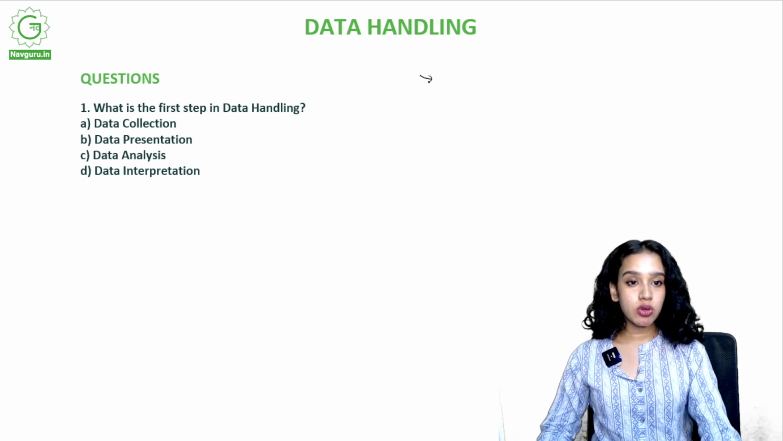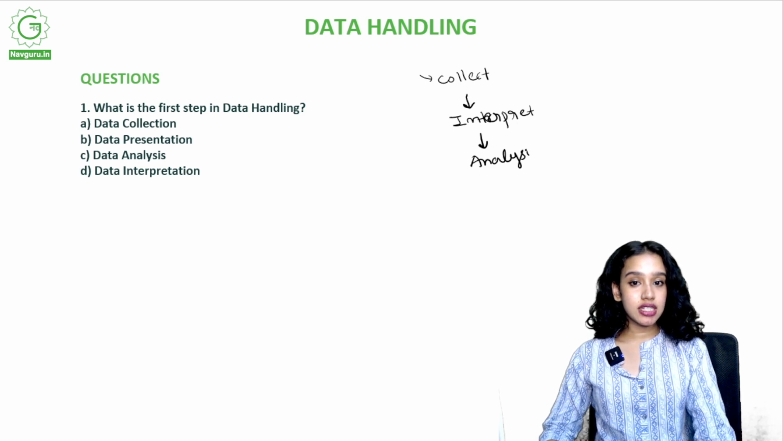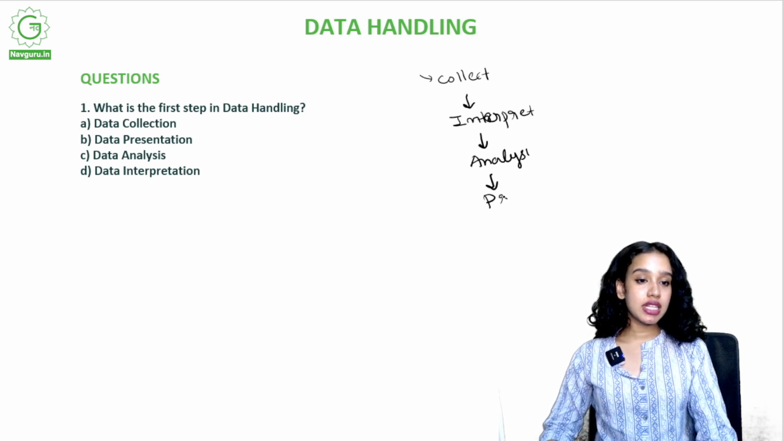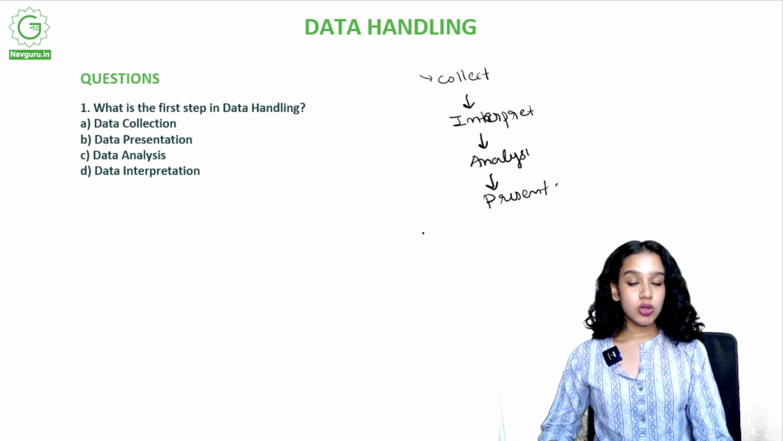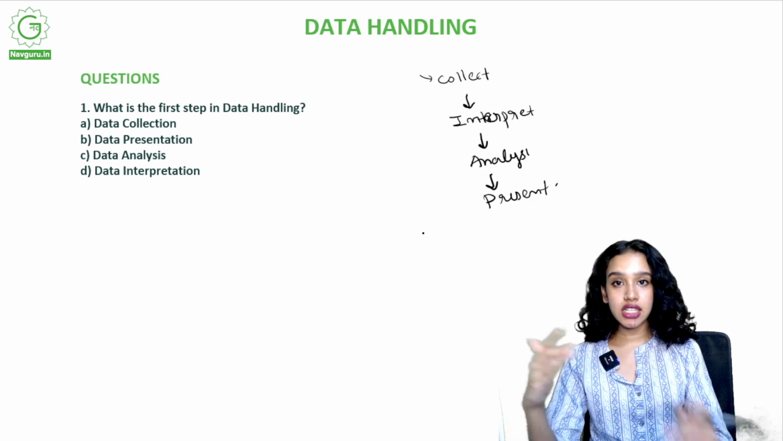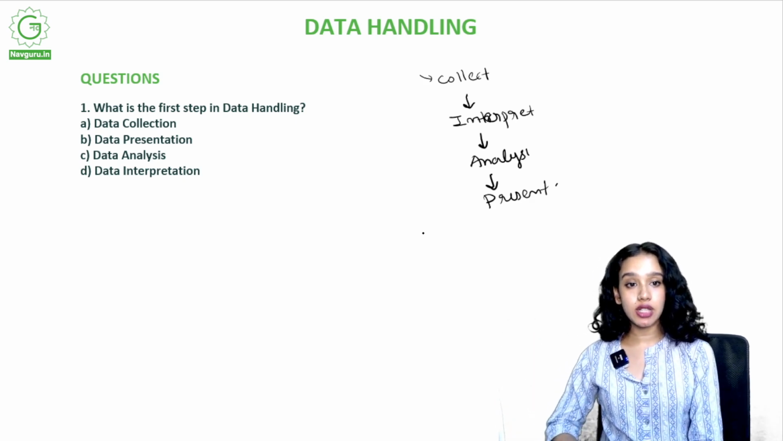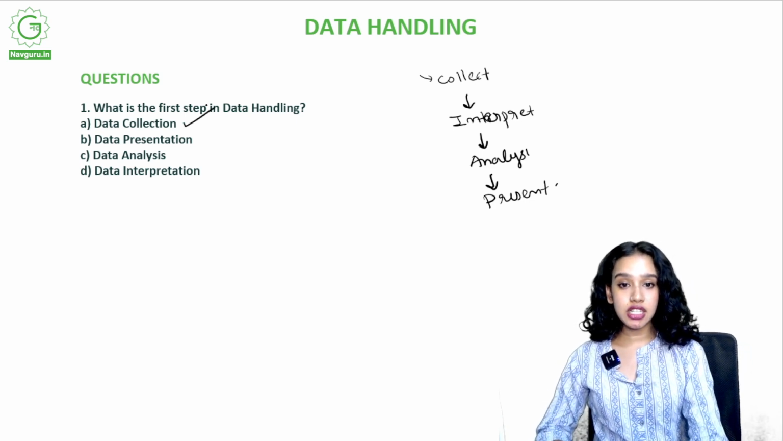First we have to collect the data, right? So first we collect the data and then we have to interpret the data. And then we have to analyze the data, that is data analysis. And then finally we'll present the data, right? So first we collect, then we interpret what is going on, then we analyze as a whole, and then we present. These are the steps of data handling, right? So the first step is data collection.